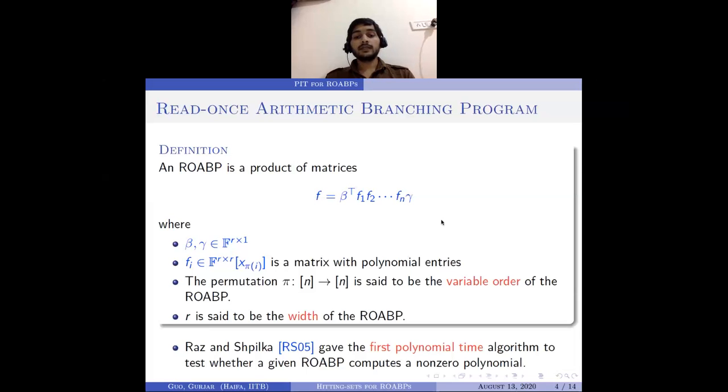Raz and Shpilka gave the first polynomial identity testing algorithm for ROVPs. Note that it's not trivial. Even if you are given these matrices, it's not trivial to test whether the multiplication gives you a zero polynomial or not, because when you try to multiply out these matrices, you might get huge expressions in intermediate computations, right? But still, Raz and Shpilka managed to give a polynomial time algorithm.